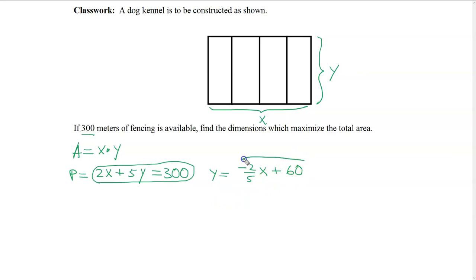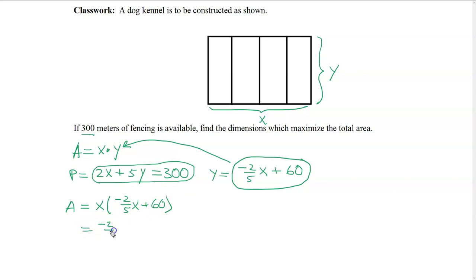All right, now we're going to substitute this in place of that y right there, and we get our area equals x times y, and we'll write that as negative 2/5 x squared plus 60x. Now let's take note of what the domain of this function is here. Now this step isn't completely necessary, but you'll see many calculus books include this step.